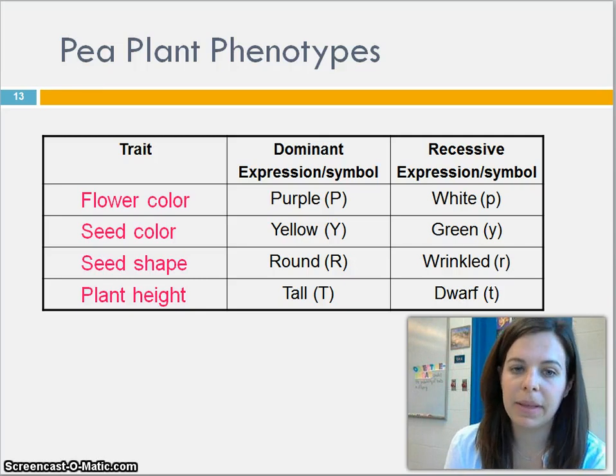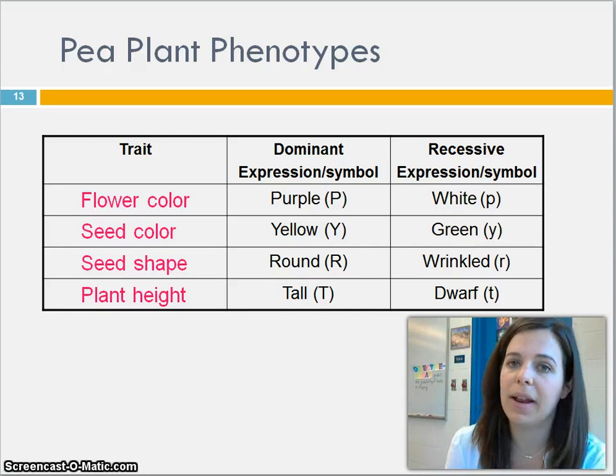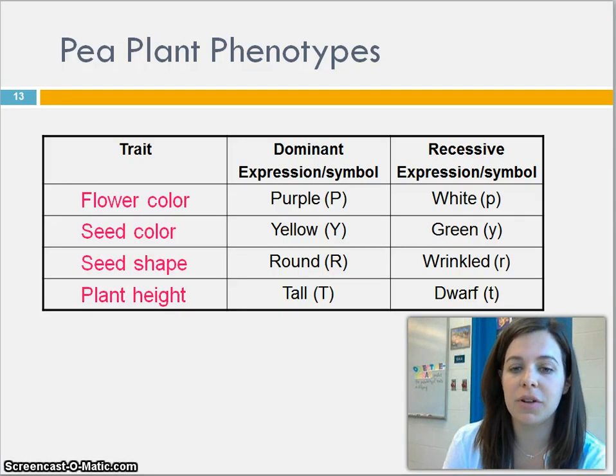So possible pea plant phenotypes for the flower color trait, you could have purple, which is dominant, or white, which is recessive. For seed color, you could have yellow, which is dominant, or green, which is recessive. For seed shape, you could have round, which is dominant, or wrinkled, which is recessive. And for plant height, you could have tall, which is dominant, or dwarf, which is recessive.